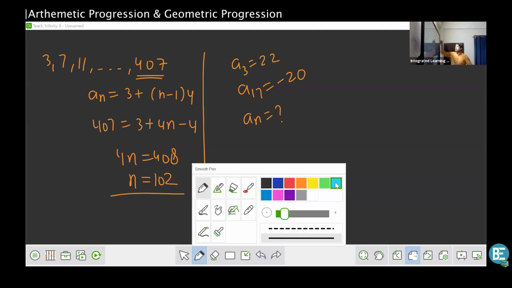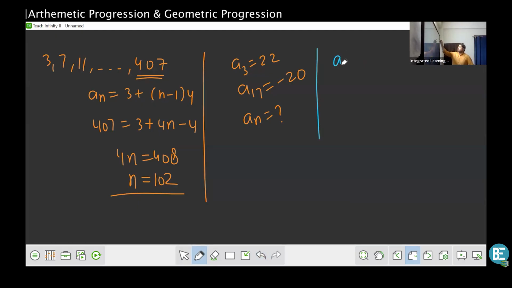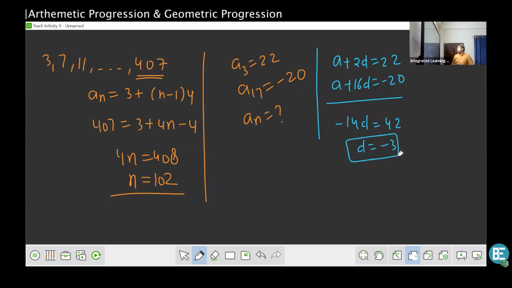See, if two terms are given, that means we can find anything because A3 is A plus 2D and A17 is A plus 16D. We have two equations, we can solve them and find the value of A and D both. So let us subtract these two equations. Minus 14D is equal to 42 and that gives us D is equal to minus 3. Once we get D, we can put the value of D in any of the equations and we can find A. D is minus 3, so A is 28. Am I correct?